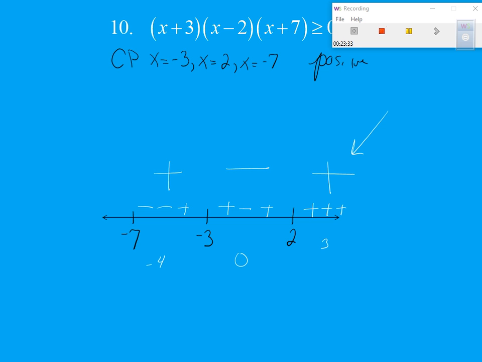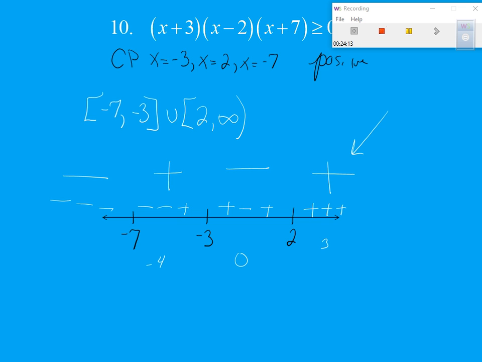And then let's pick negative 100. Negative 100 plus 3 is negative. Negative 100 minus 2 is negative. Negative 100 plus 7 is negative. And 3 negatives make a negative. And then, guys, we want the positive intervals, and it says or equal to. So I need to go negative 7 to negative 3, union along with the other positive interval, which was 2 to infinity, parenthesis.